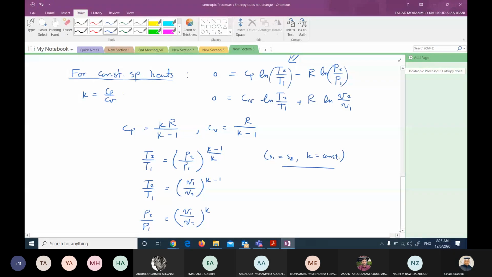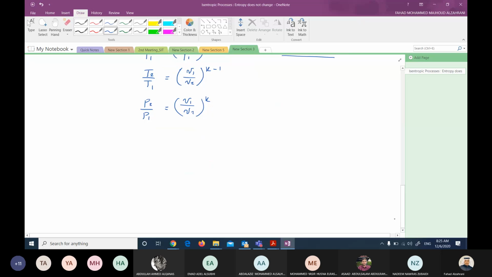واضح? Clear? The last point I want to mention here is the polytropic process. If you remember, for a polytropic process, we have PV to the n equals constant. Okay.